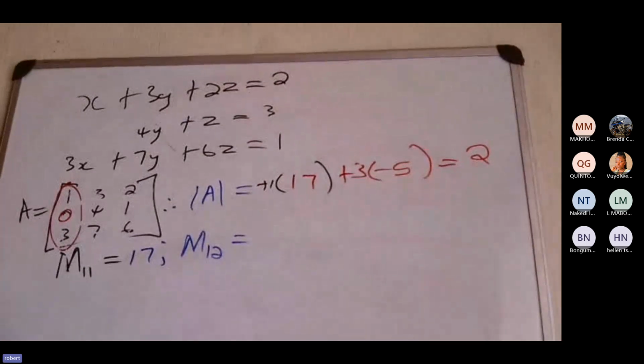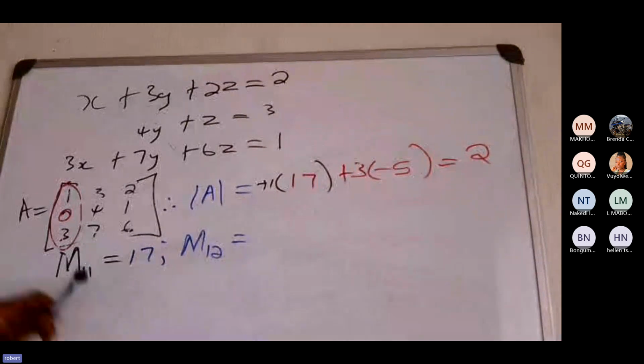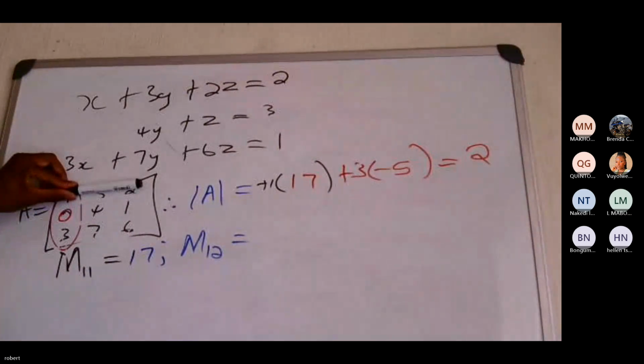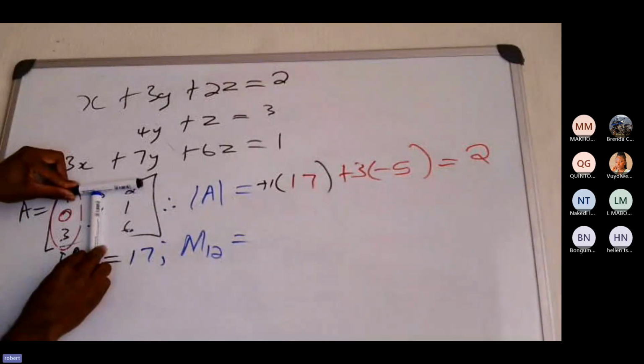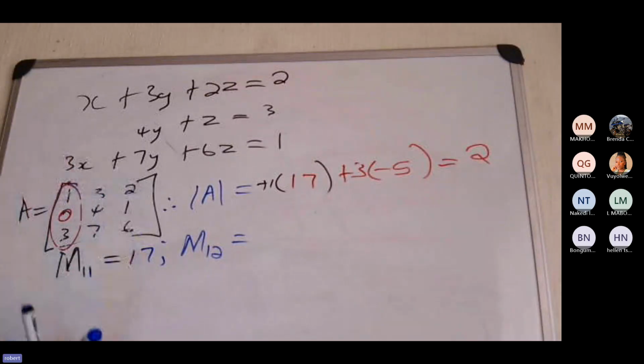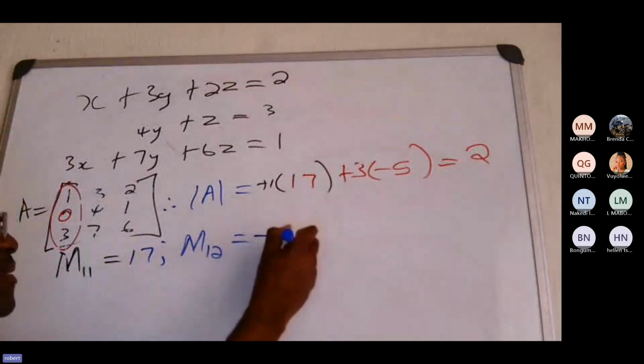M12, you cover the first row, the second column. That is the first row, the second column. Now you have got what? 0 multiplied by 6 minus 3 multiplied by 1. So which will be minus 3.